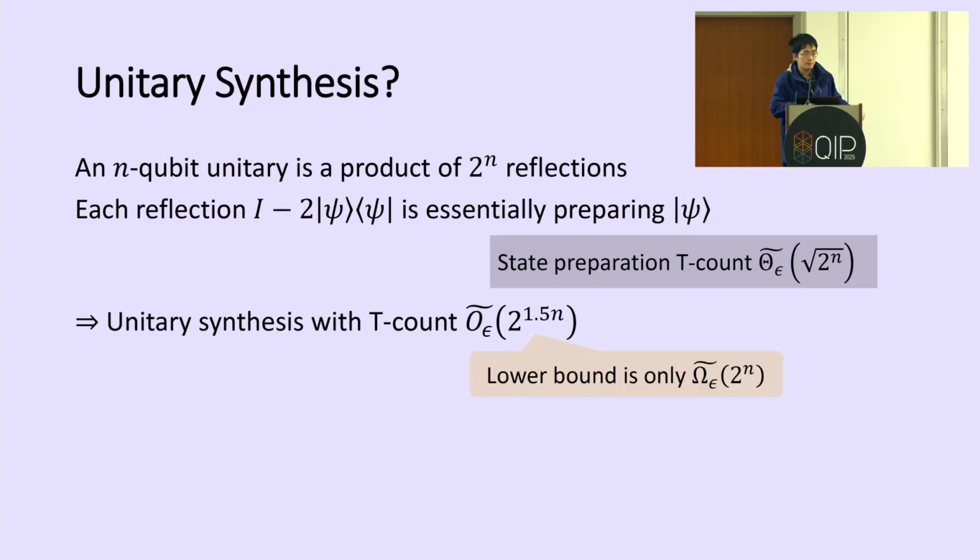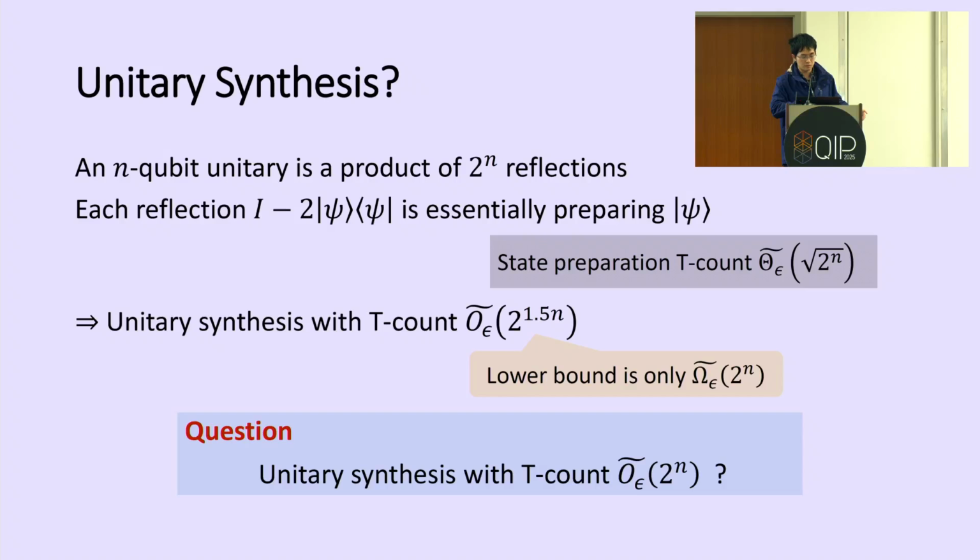However, we can only prove a lower bound that is 2 to the n. So this leaves a polynomial gap, even in terms of 2 to the n. The lower bound is 2 to the n, and the upper bound is 2 to the 1.5 n. And the question here is, can we bring down the upper bound? Is it possible to implement an arbitrary unitary in a Clifford plus T circuit with only 2 to the n T gates?